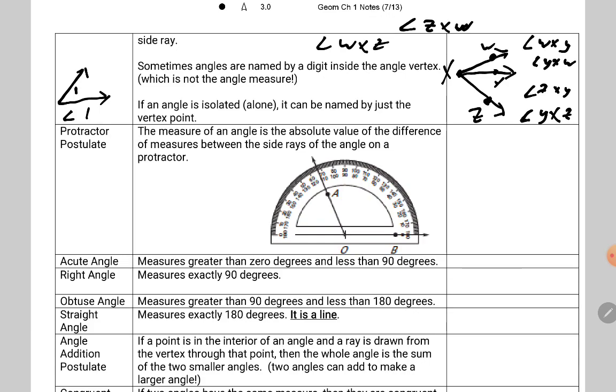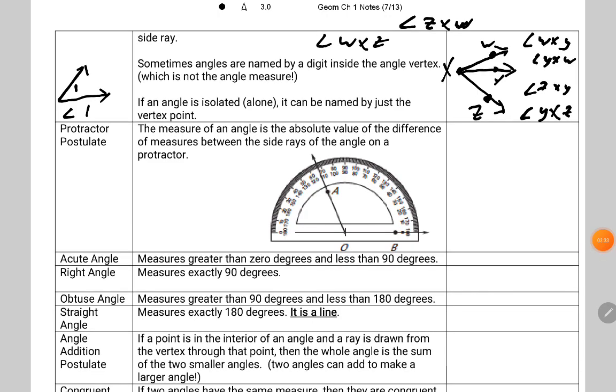Alright, the measure of an angle is the absolute value of the difference of measures between the side rays and a lot more. I'll be right back. Alright, at this point it's like a cartoon because every time I try to go, it comes back. Okay, here we go.